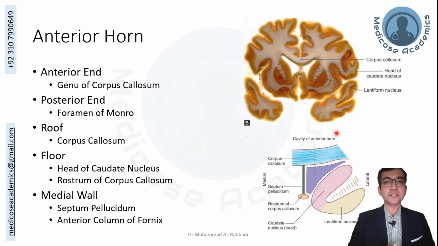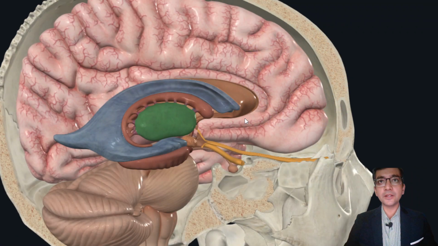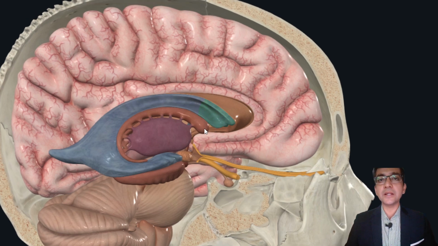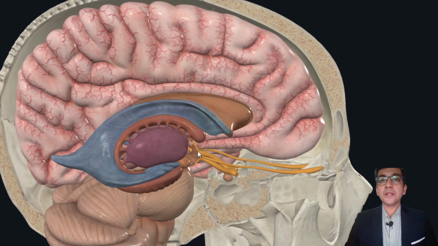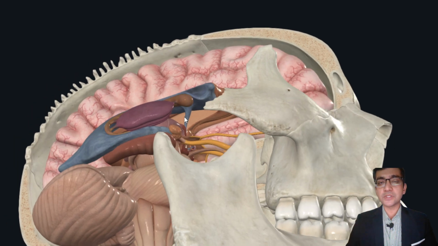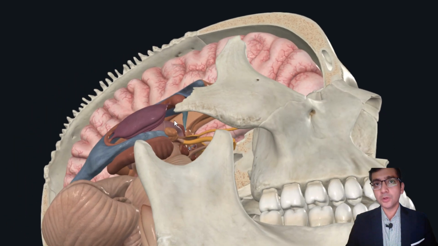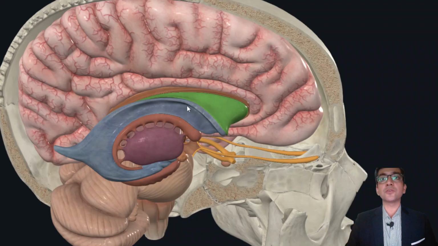Let us move to the next, that is the anterior aspect, the anterior horn. As you can see, the anterior horn is the part that extends anteriorly from the interventricular foramen. Here is the interventricular foramen. On the inferior aspect, you can see there is a caudate nucleus, the foramen of Monro, and you will see the fornix on the inferior aspect. On the superior aspect, you will see the corpus callosum.